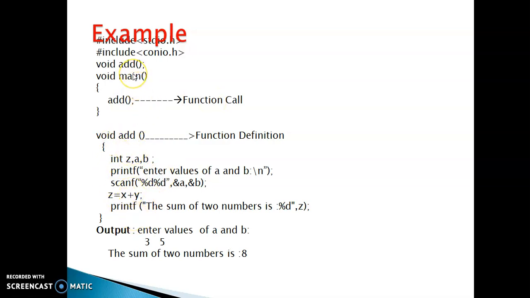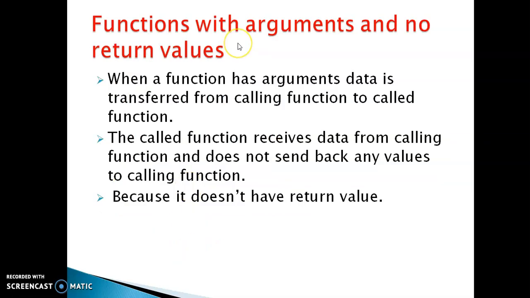So the program execution starts from the main function, and in the main function there is a function call. The control jumps to that function definition, and in that function definition we are going to read 2 values, add them, store the result in Z, and display the sum of 2 numbers. This is all about the function with no arguments and no return type. Now the second type, functions with arguments and no return values.